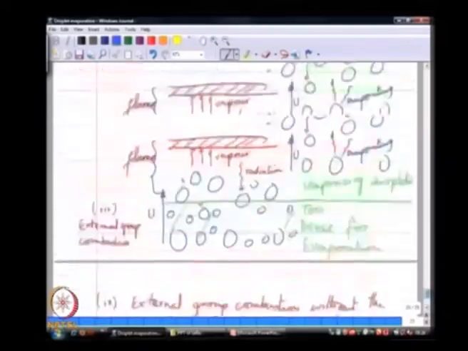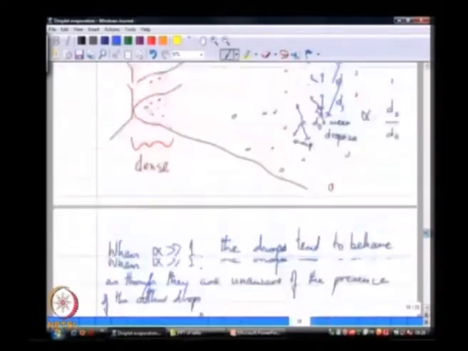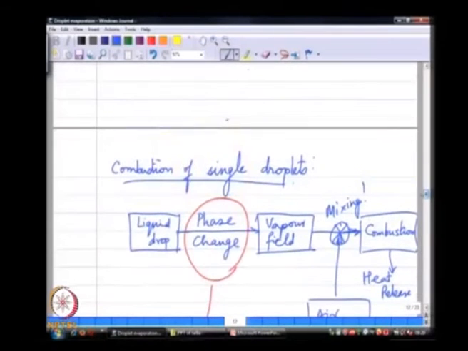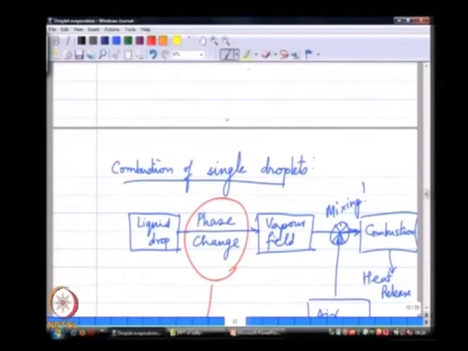So, like I described in the schematic in the last class, there are three possibilities. I have, in the case of combustion of single droplets, or I can now extend this to combustion of a cloud of droplets, a liquid droplet cloud that has to undergo some kind of a phase change process to give me a vapor field, that is, a distribution of vapor concentration in a certain spatial region. That vapor generated from the evaporation process has to now mix with the air around, and this mixing process creates an equivalence ratio field.